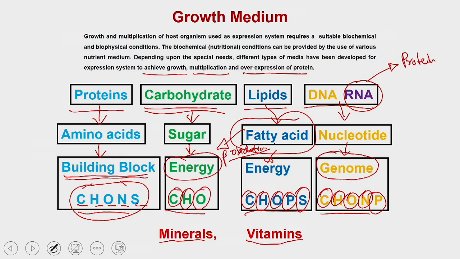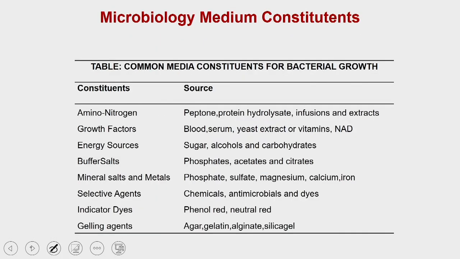So there are different constituents which you can use to provide the different types of sources. For example, in this I have shown the constituent as well as the source from which you can actually get these constituents. So for example, if you want to provide the amino acids, which are the nitrogenous molecules, you need to have the peptone, protein hydrolysates, and other kinds of extract in the media you are going to produce for the bacteria.